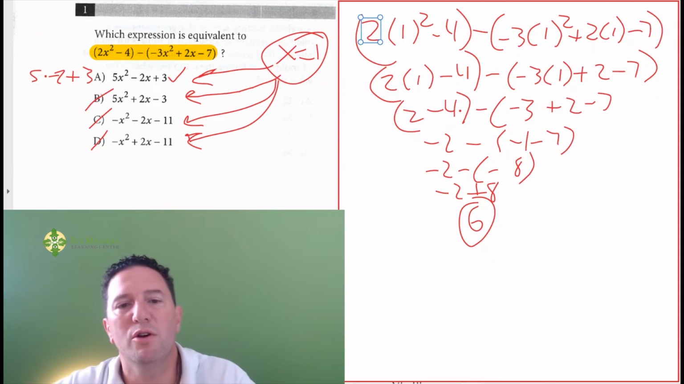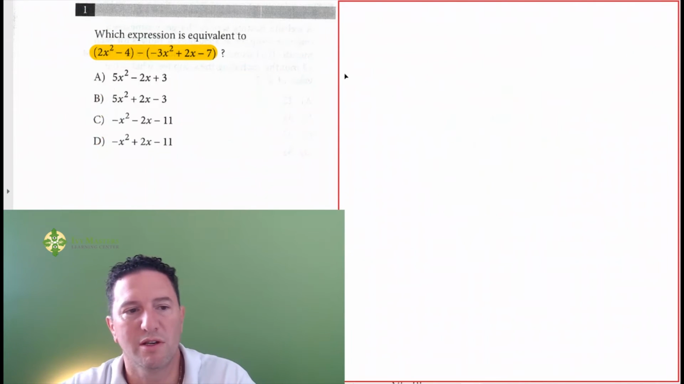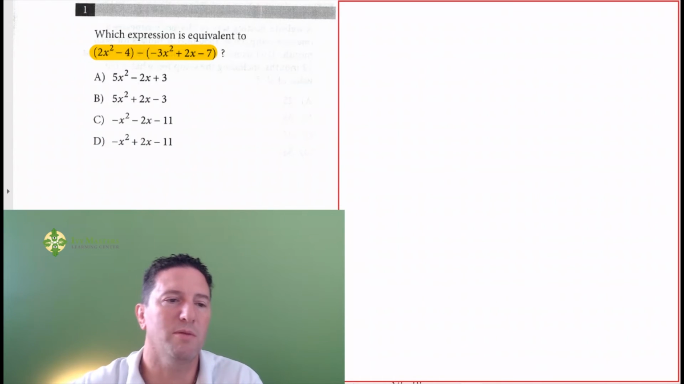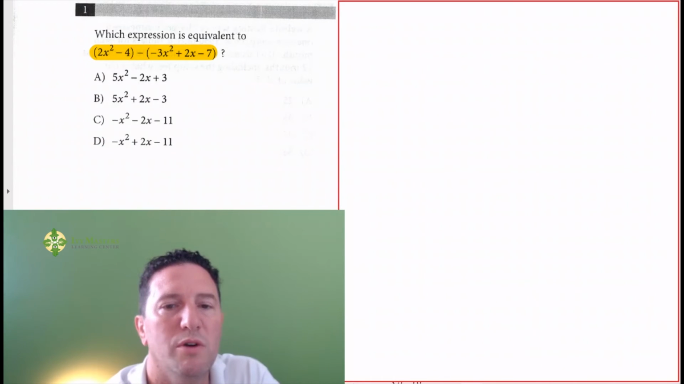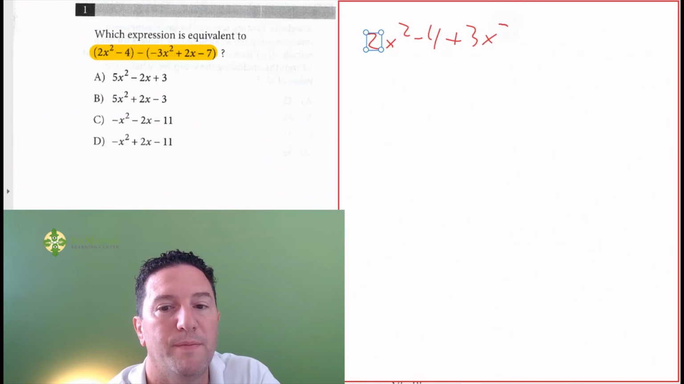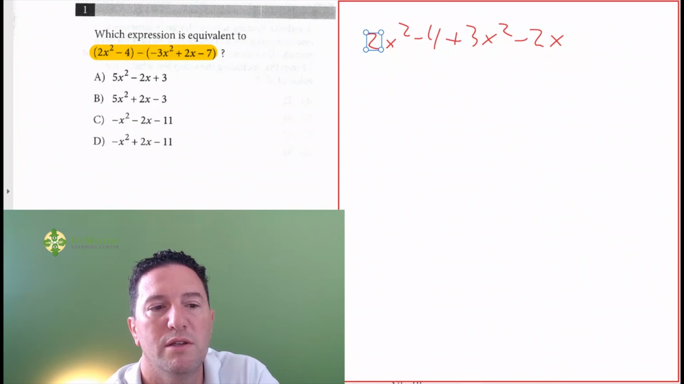Now, this is a way that you could get it right if you had trouble with this question. What's probably the best way to do it is algebraically, in which case what you've got is 2x squared minus 4. Those parentheses don't actually serve any purpose. What I'm going to do for my first step is distribute that negative. So minus negative 3x squared is going to be plus 3x squared. And minus a positive 2x is going to be minus 2x. And minus negative 7 is going to be plus 7.